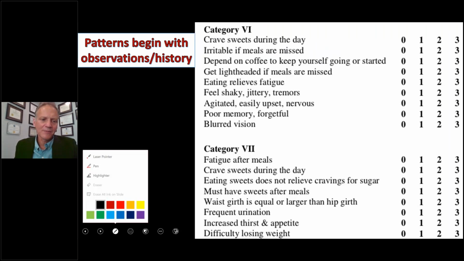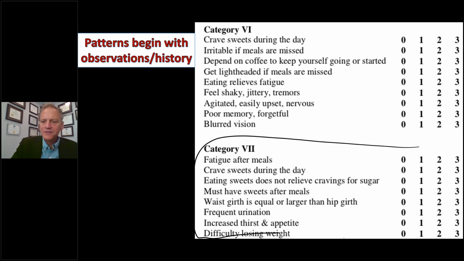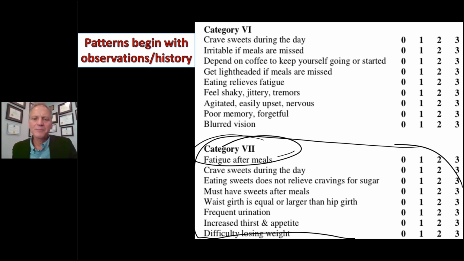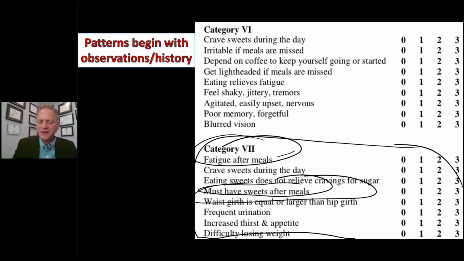That's the reason why I take so much time on this glucose. These are the patterns for insulin resistance. Fatigue after meals. When somebody shows that, particularly after the noontime meals, that is a good clinical indication of insulin resistance. Or must have sweets after meals. Their waist is bigger than their hips.